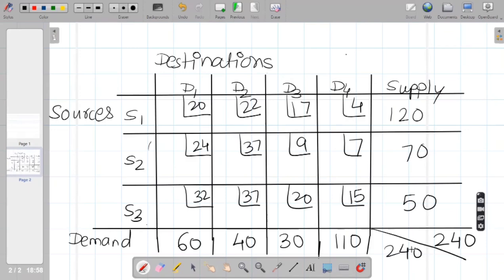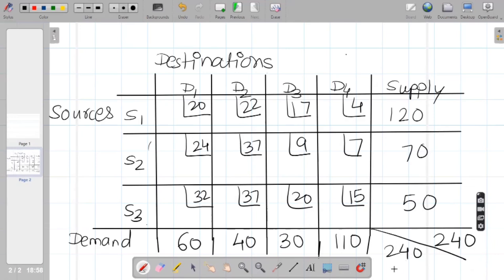So now there are three sources and four destinations. And you can see the supply units are 120, 70, and 50. If you add the supply units, they sum up to 240. And the demand units at each destination are 60, 40, 30, 110, respectively. That also sums up to 240.